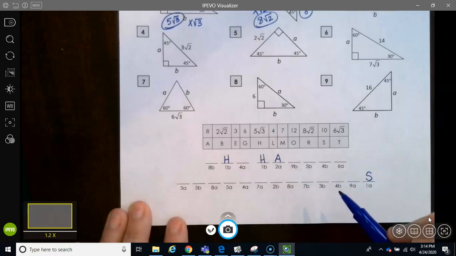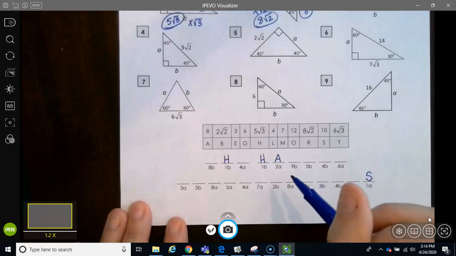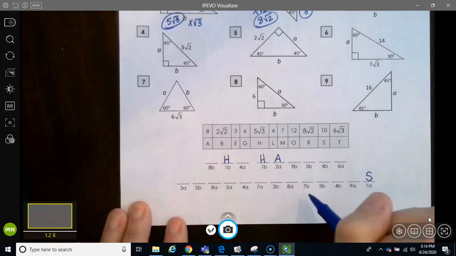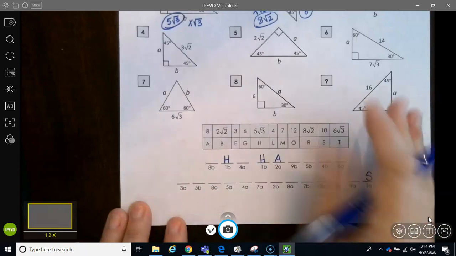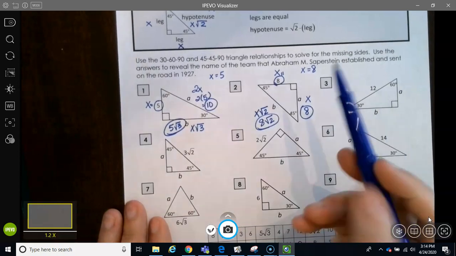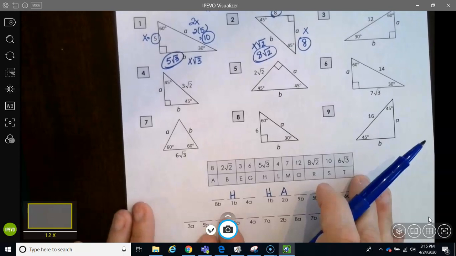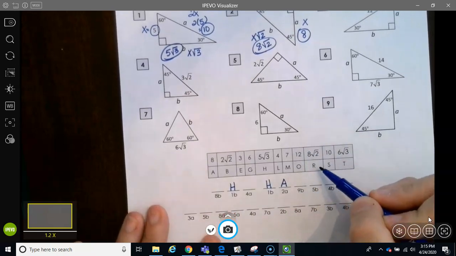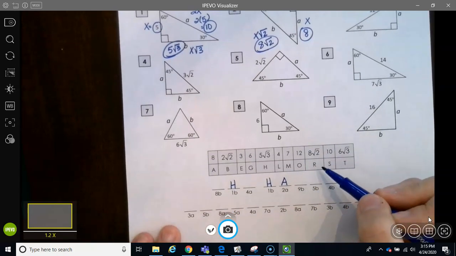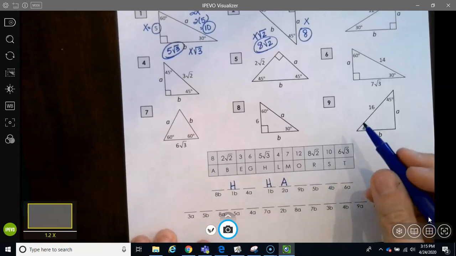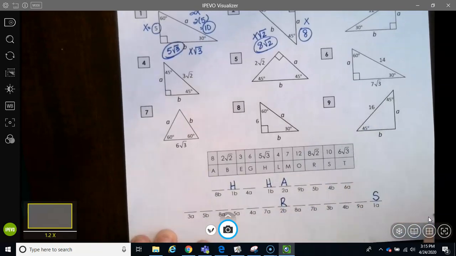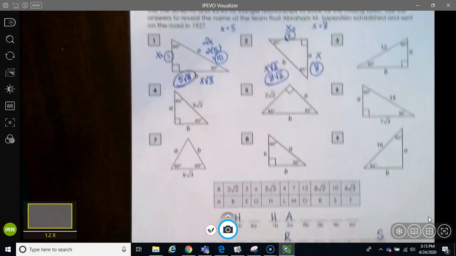Do not see any more 1a's or 1b's. So let's check and see if there's any more 2a's, which was A. Nope. And then 2b was 8 squared of 2. 8 squared of 2 is represented with letter R. So 2b is R. Let me just make sure there's no more 2b's. Nope, that's it. So that's how you attack this worksheet.